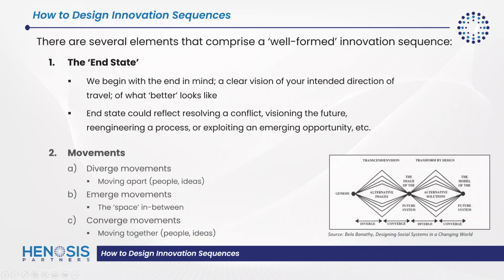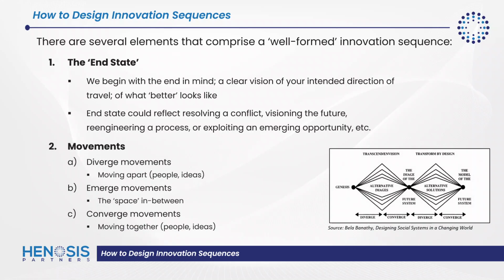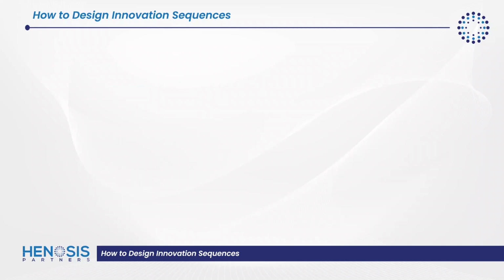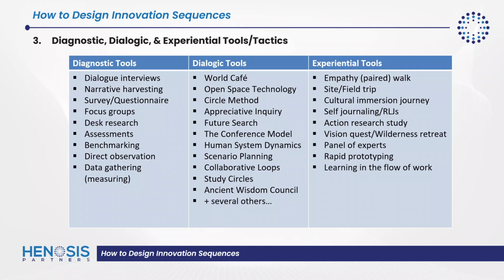Once you've defined your end state, the next thing to consider is the movements. And there are three primary movements that we see in a well-formed innovation sequence. We see diverge movements, where people and ideas are moving apart. We see converge movements, where people and ideas are moving together. And then we see emerge movements, which represents the space in between diverge and converge. If you're interested in learning more about specific movements, there's a good book by Bella Banathy called Designing Social Systems in a Changing World.